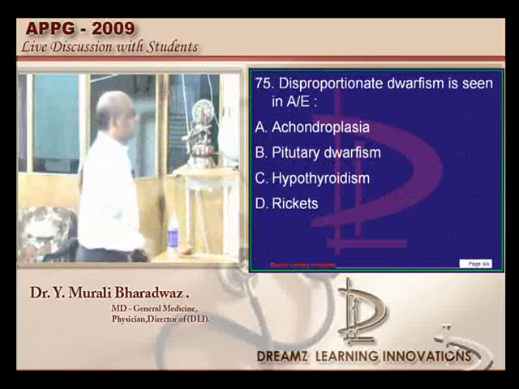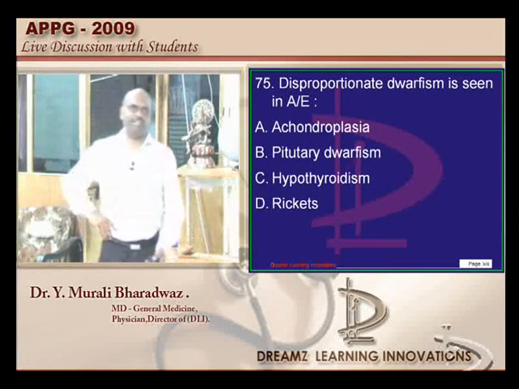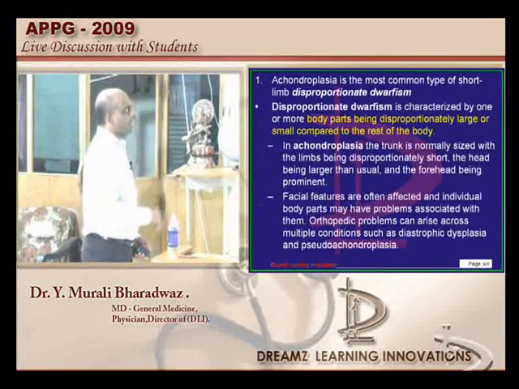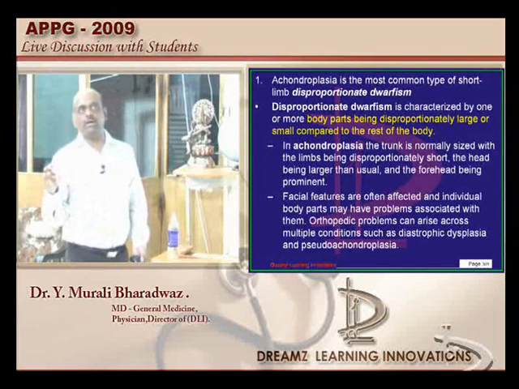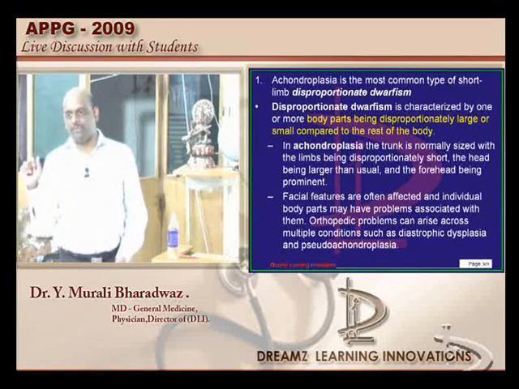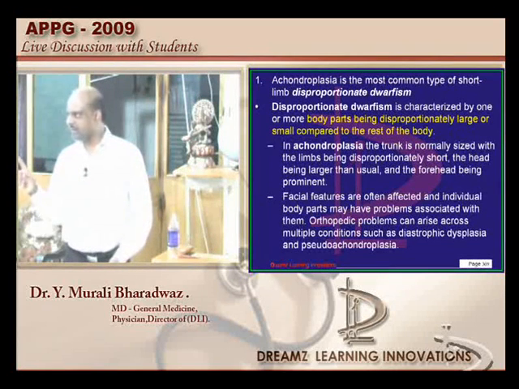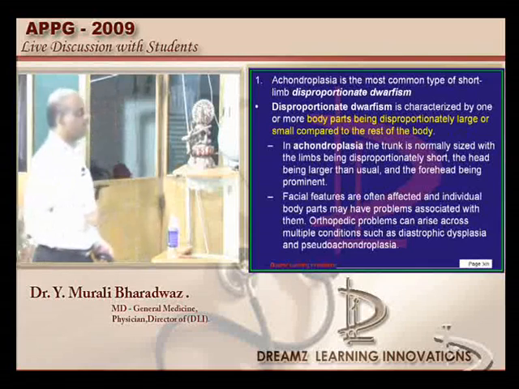Now let's go to the next question. Disproportionate dwarfism, where do we see it? We see it in achondroplasia, and we very much see it in pituitary dwarfism. What are the two common causes for disproportionate dwarfism? Is it a question about all except? Okay, now let us talk about it.